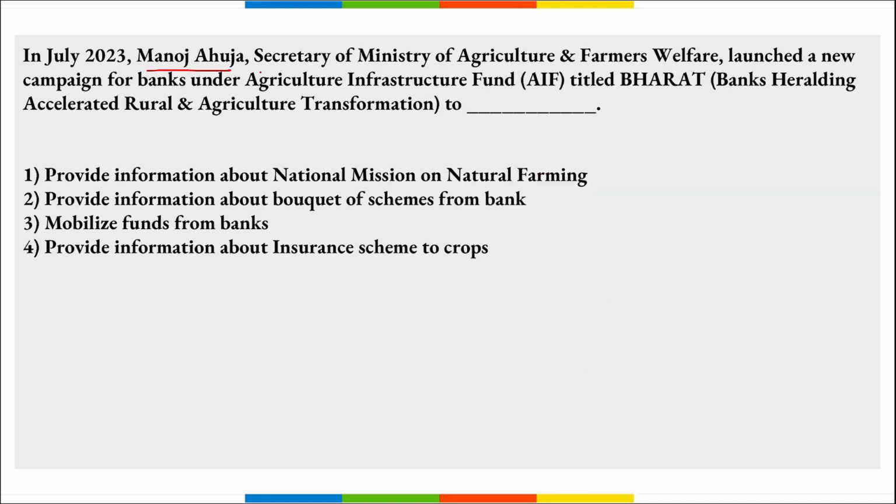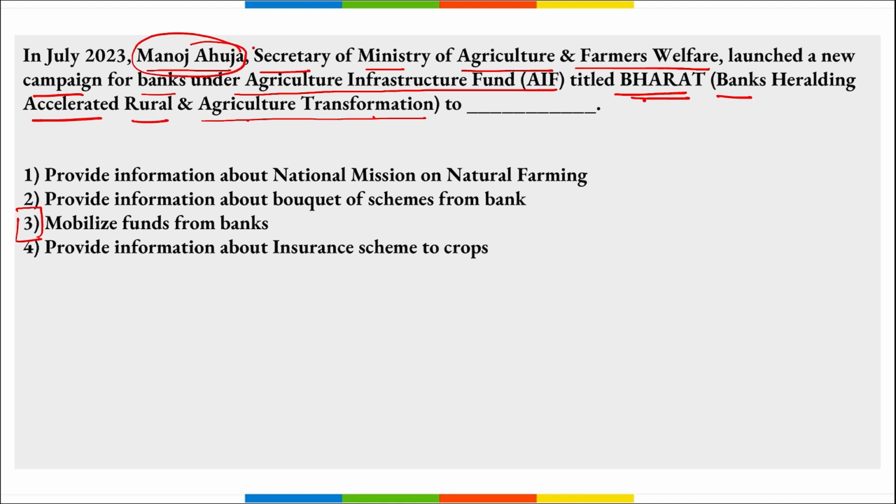Next, Manoj Ahuja, who is the Secretary of the Ministry of Agriculture and Farmers Welfare, launched a new campaign for banks under the Agriculture Infrastructure Fund titled Bharat, that is Bank Heralding Accelerated Rural and Agriculture Transformation 2. It was to mobilize funds from banks. So I repeat, this Bharat, what is it? It is Bank Heralding Accelerated Rural and Agriculture Transformation, and it was launched by Manoj Ahuja, who is the Secretary of the Ministry of Agriculture and Farmers Welfare, and he launched this new campaign for banks under this Agriculture Infrastructure Fund that was titled Bharat. Right?